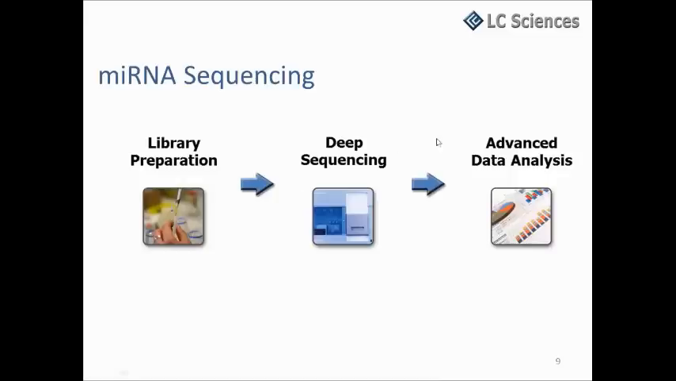So we are going to talk about the microRNA sequencing for a while. So we know that for all sequencing projects, we can divide them into three major parts. One is the library preparation. That means we try to get the library for sequencing, and then definitely we go to the deep sequencing. That's the next generation sequencing method. And the major work will be on the data analysis part. Depending on the project, we need to adopt a different method for the data analysis.